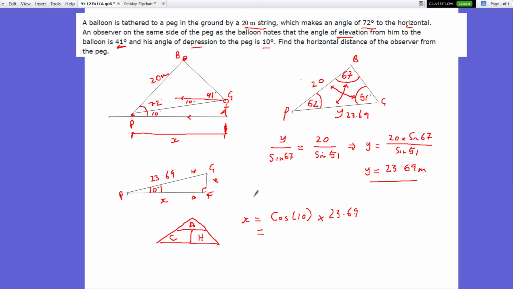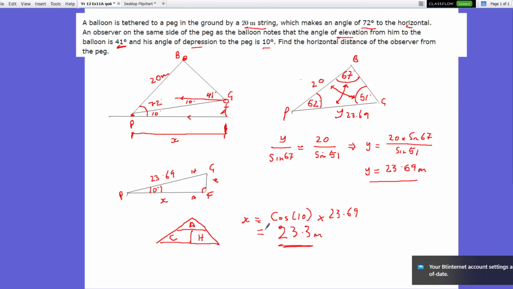We just want it to one decimal place, or three significant figures really, so that will be 23.3 meters. So that is our answer. Find the horizontal distance of the observer from the peg. Well, the horizontal distance is 23.3 meters.